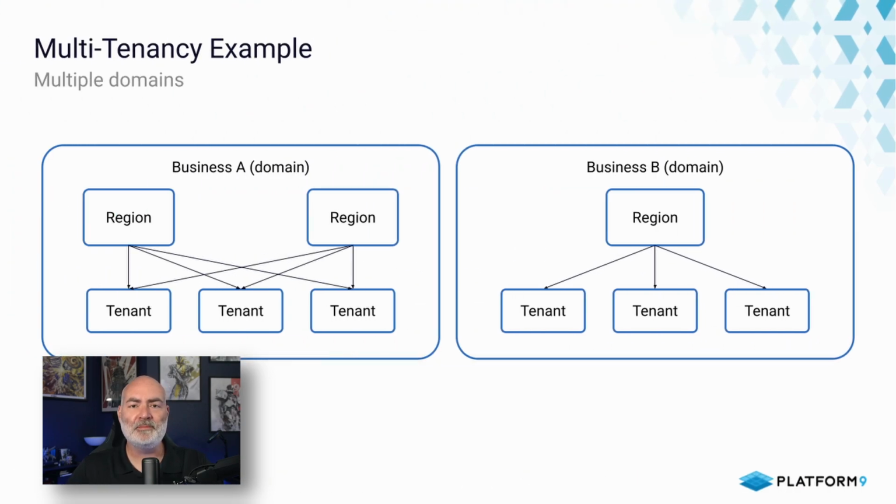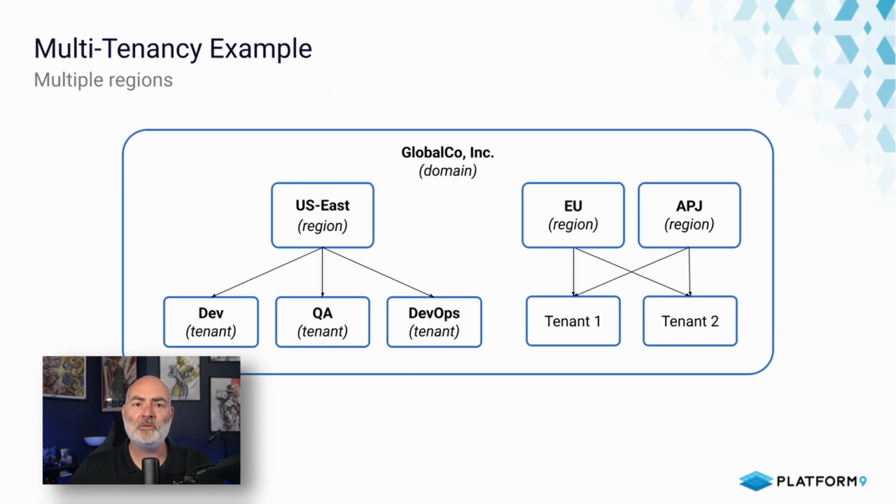In this first example, Global Co. is a global corporation with businesses that operate separately. They use domains to separate their businesses while still providing all of the access and resources their business requires. Building on that example, Global Co. creates multiple regions that represent data center locations in different parts of the world.